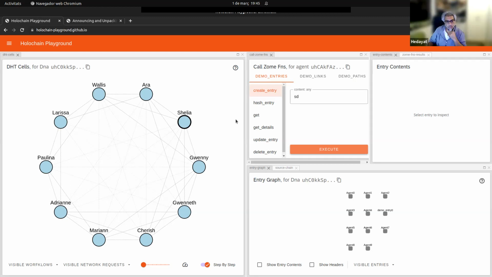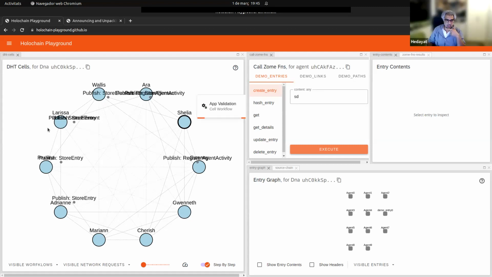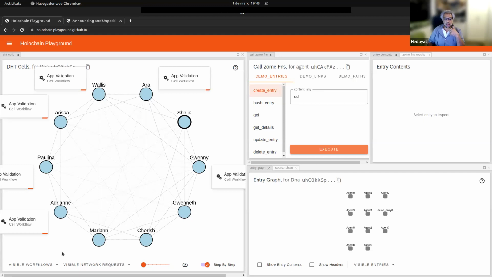Was this useful? I'm not sure this was as useful as I hoped for because of the step-by-step. No, that was great. It means create entry produces 3 operations: publish header, publish entry, and agent activity. Larissa, Paulina, and Adrian that you mentioned, they are going to be the neighbors of the operations. Exactly. In the neighborhood.